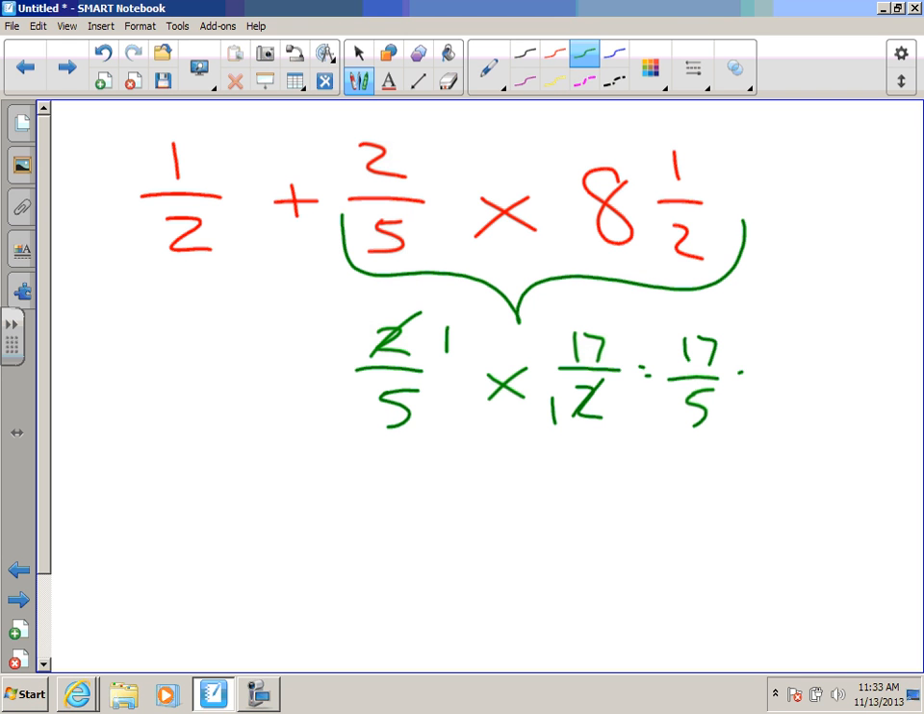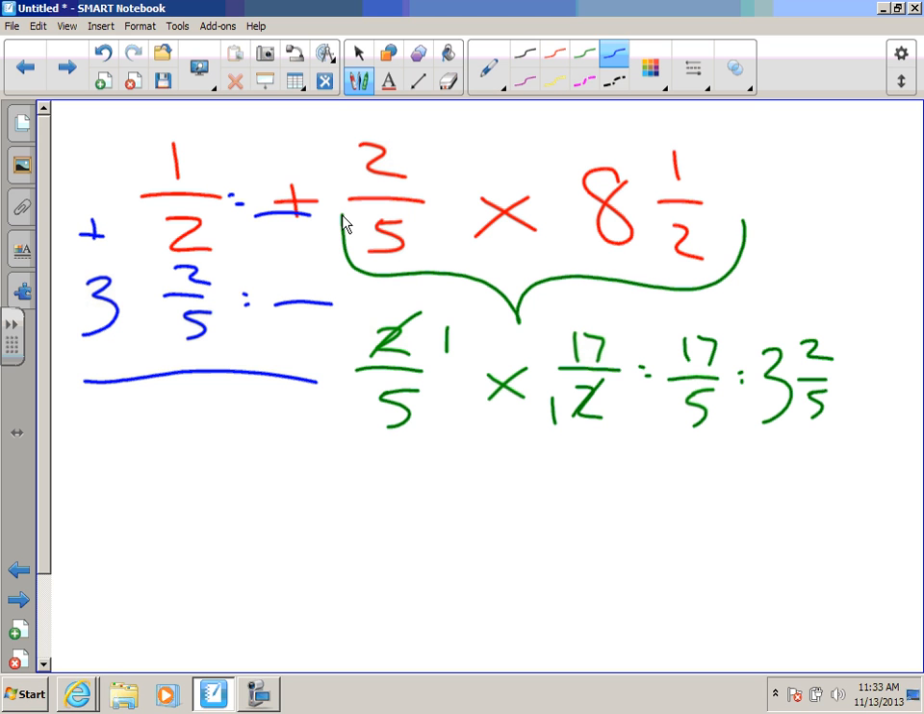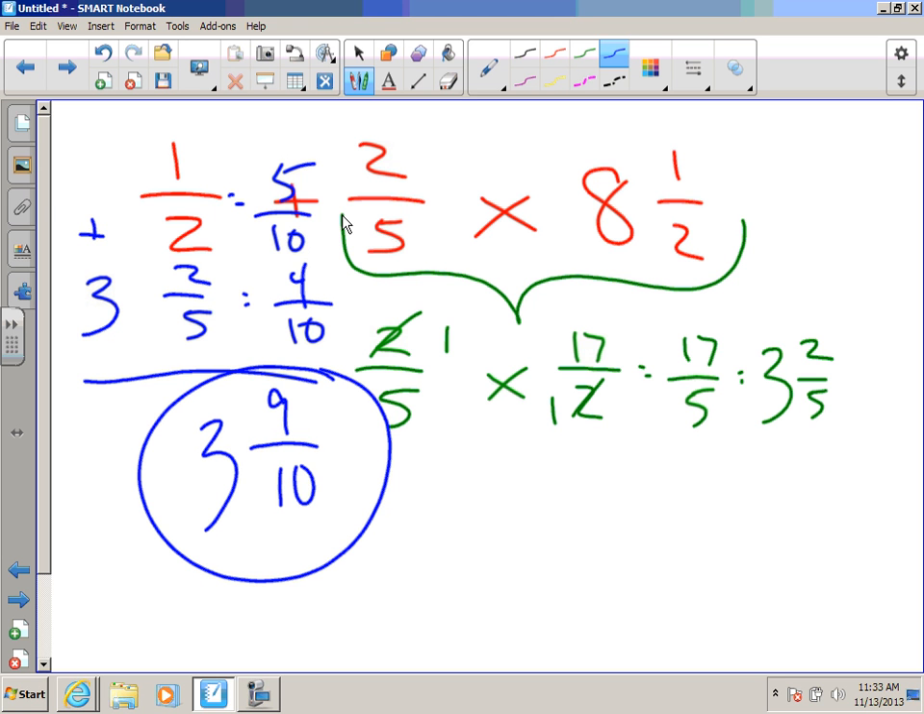17/5 is equal to what? Okay, are we done? No, now we got to go back to the beginning and say, this 3 2/5 I need to add to my half, right? So what is the common denominator between a 2 and a 5? 10. So times 5 is 5, times 2 is 4. 5 plus 4? There it is.